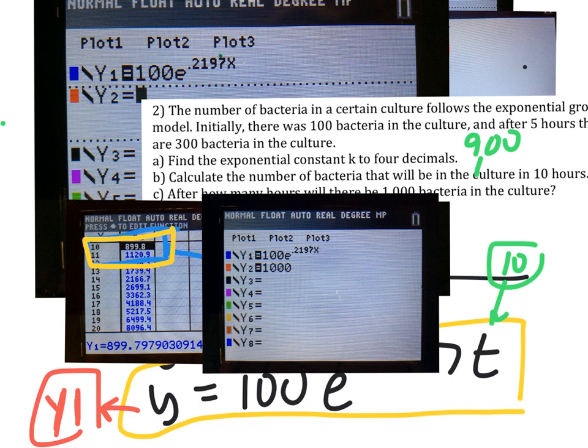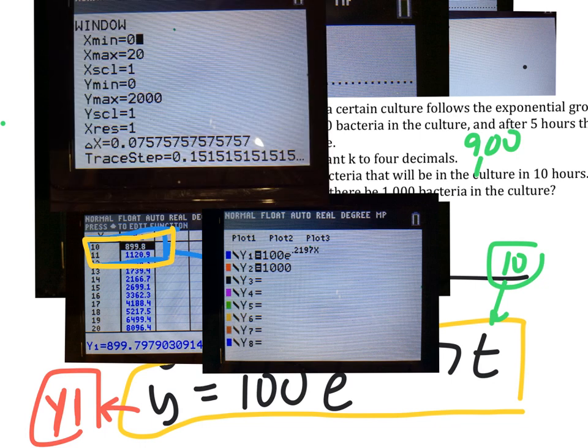Remember though, I need to change the viewing window. I only have my x's going from -2 to +2 because I used it to find my k value. And according to my table, I know my answer is in between 10 and 11 hours, so I'm going from 0 to 20 hours for my x's. And then my y's, well, since I'm graphing y is equal to 1,000, I chose to make my y max 2,000, so that way I'd be able to see that line.